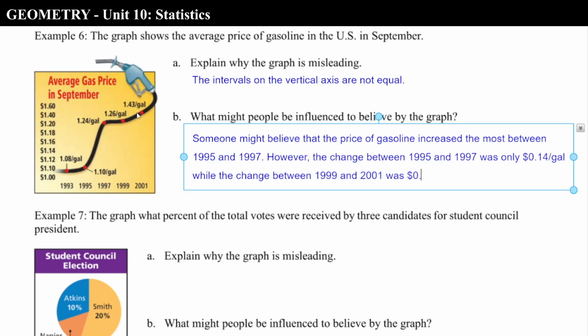So the change between 95 and 97 is actually smaller than the change between 99 and 2001, and it all comes from the fact that this scale is not even.